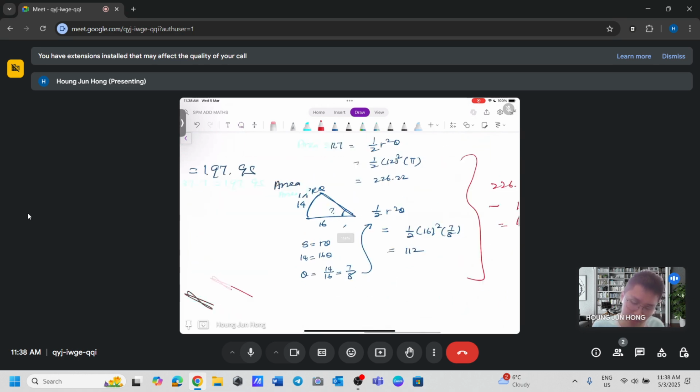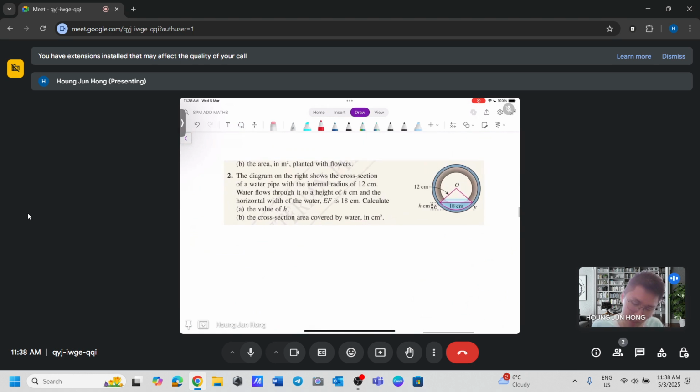Okay, this one. Let's see again what happened over here. Again, this is a very special pipe. The internal radius, meaning the inside circle, is 12 cm. Then the water flows through it to the height of h. You can see here the height from the base to the upper, to h. And then we have 18 cm as the horizontal width, which is EF.